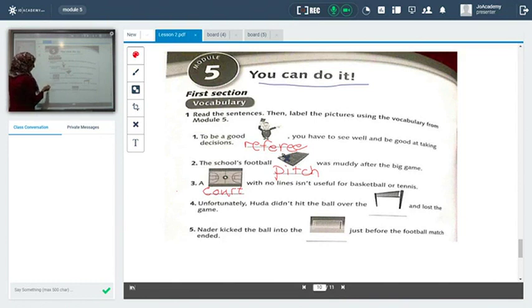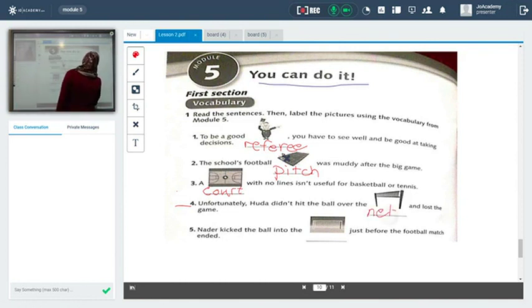Number 4. Unfortunately, Huda didn't hit the ball over the net and lost the game. Number 5. Nadir kicked the ball into the goal just before the football match ended.